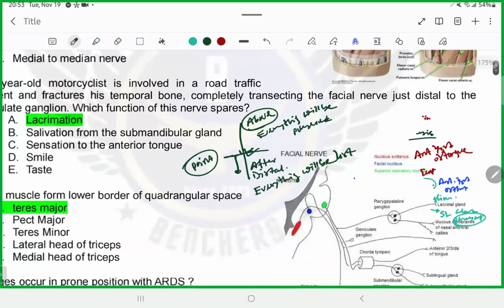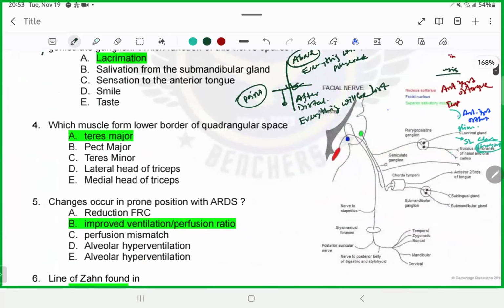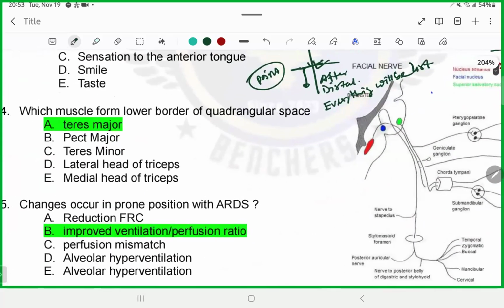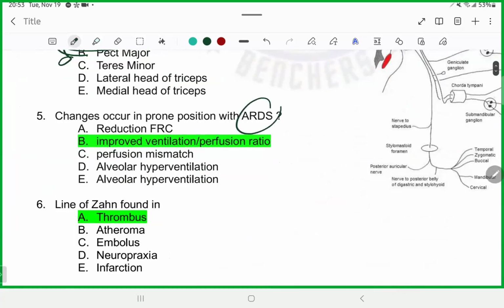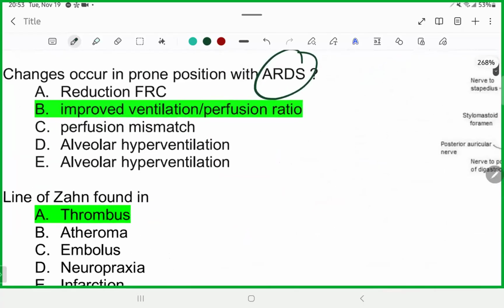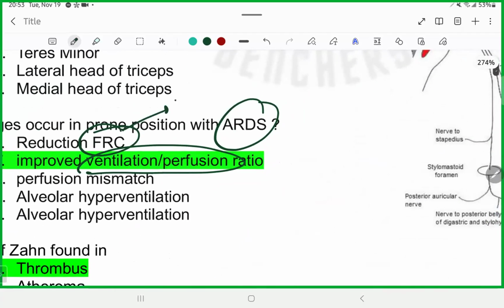Everything will be preserved. Then let's talk about the muscle from the lower border of the quadrangular space. Watch it directly from our notes: teres major. Changes occur in prone position with ARDS. This is very simple. We know from COVID that in prone position, the ventilation perfusion ratio is improved. Now, reduction of functional residual capacity happens in obesity.